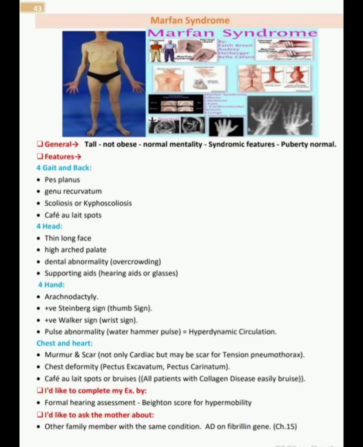How does a Marfan syndrome patient generally look? They are generally tall, not obese, with normal mentality and syndromic features. Puberty is normal. So they are tall and thin, not obese patients. Mentality is normal, syndromic features and puberty normal. What features do we find in Marfan syndrome?